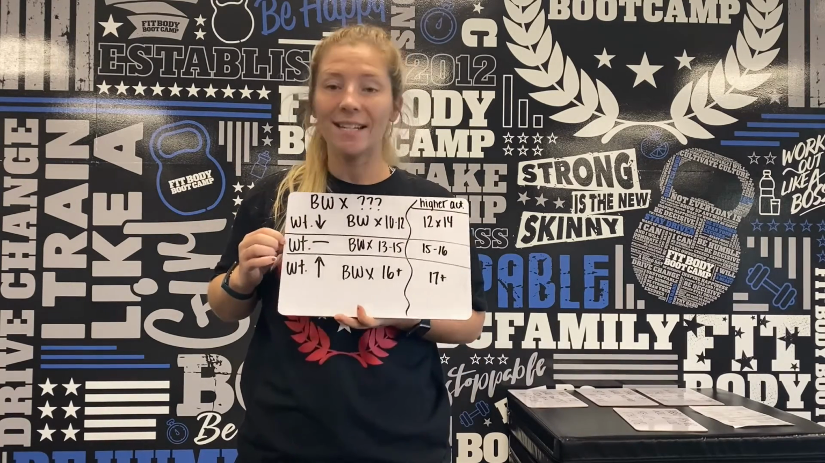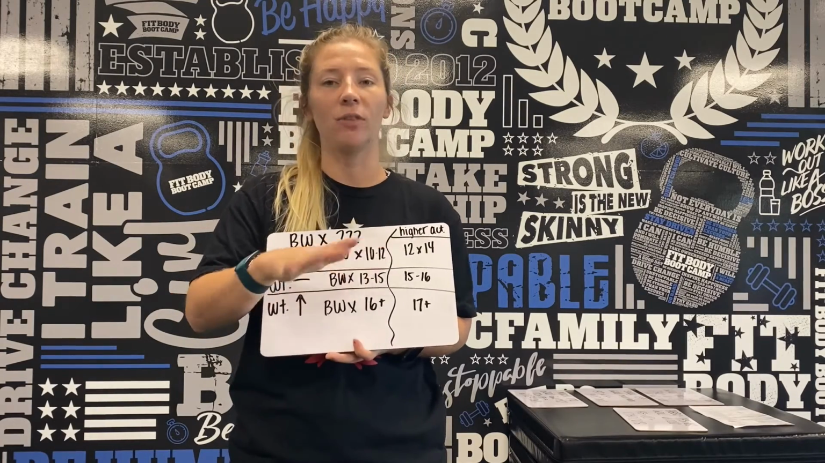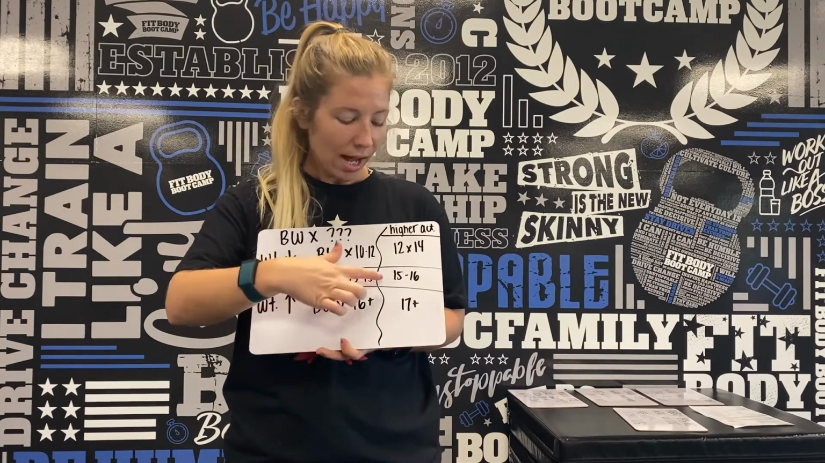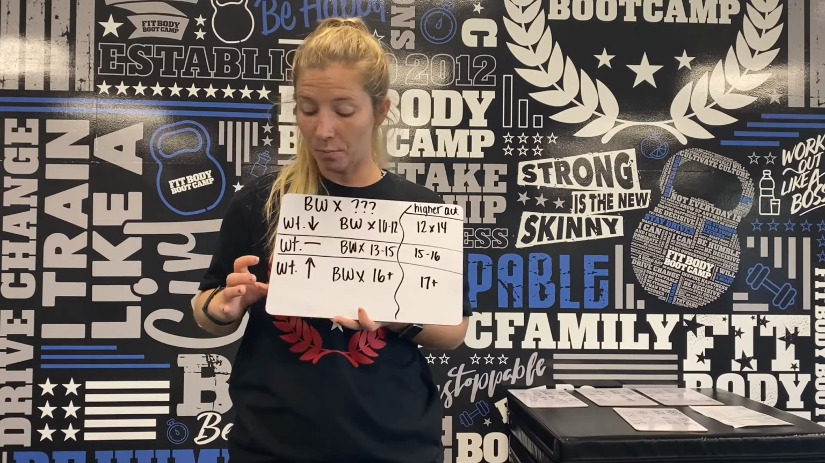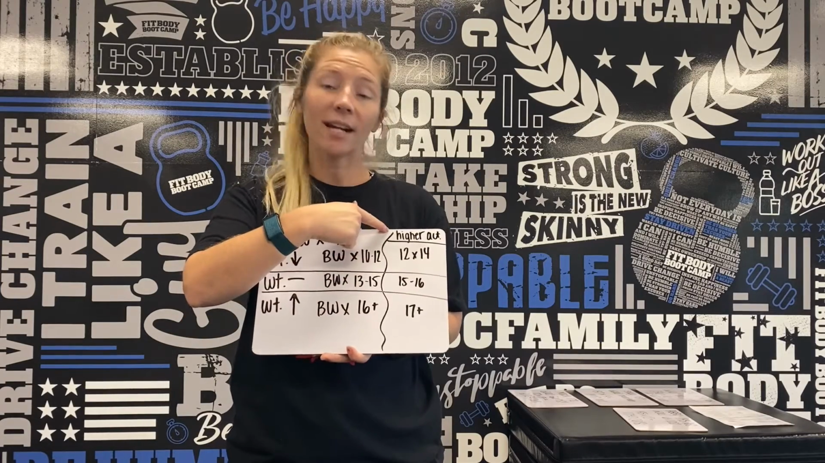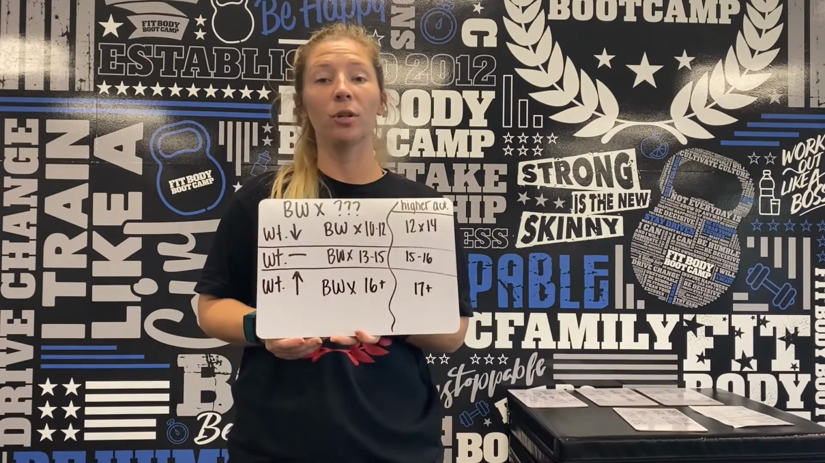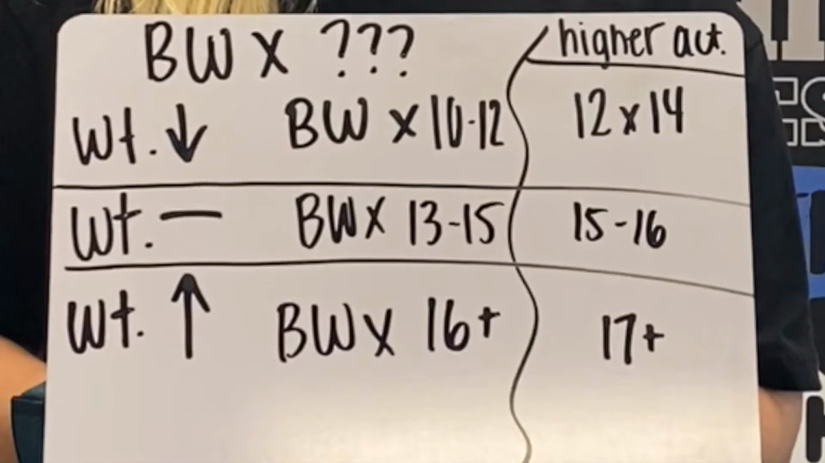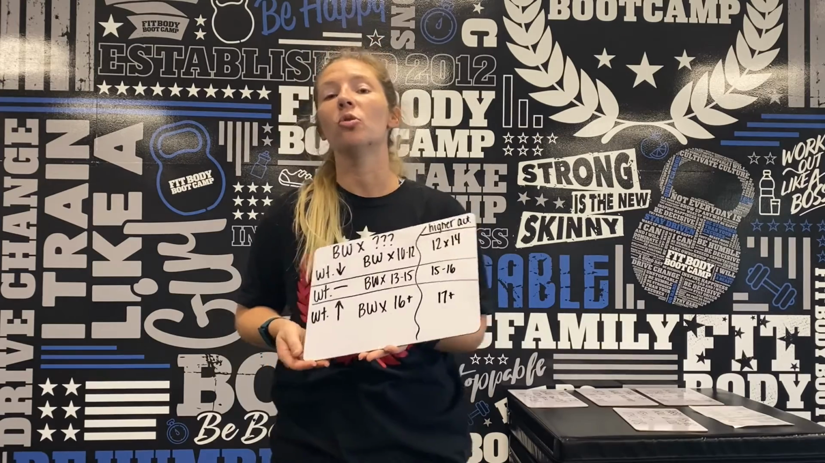Next up, we're going to look at maintaining our weight. So in this line, we've got body weight times 13 to 15 range. And if I'm at a higher activity level, I'm going to do that 15 to 16 range, okay? From here, the next step might be to gain weight. We're going to take our body weight times 16, and if I'm a higher activity level individual, I'm going to take my body weight times 17. So here, if you want a screenshot, are the equations. We can go over them individually with you as your nutrition coaches to talk about what your goals are and how you can calculate your calories.